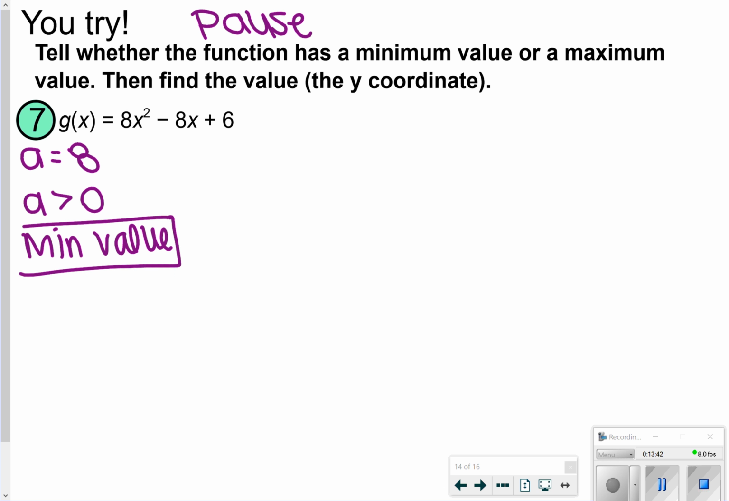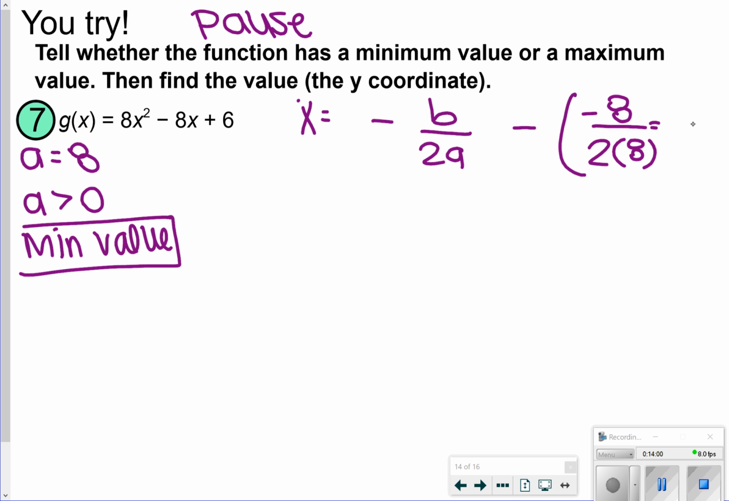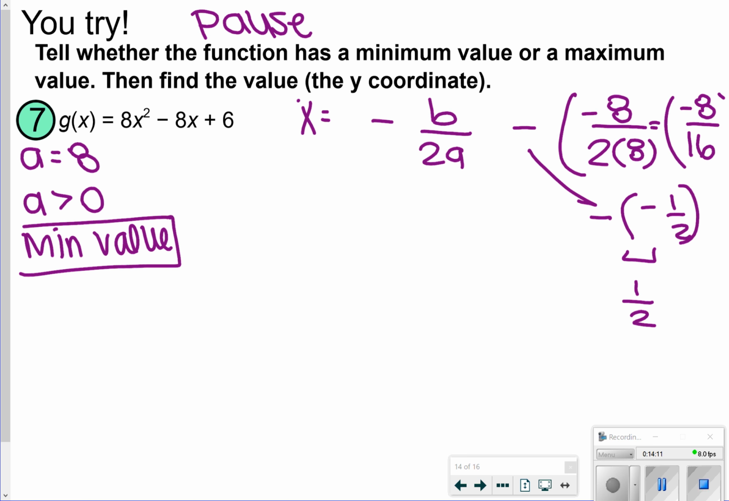Now we're ready to go ahead and find that value. So what we're going to do is find my x coordinate first, using negative b over 2a, and then plug that in to find y. So I have negative b, which would be negative 8, over 2 times 8. So that's going to be negative 8 over 16, which is negative 1/2. But because I have this negative on the outside, that's going to change it to a positive 1/2. So my x value is equal to a positive 1/2.